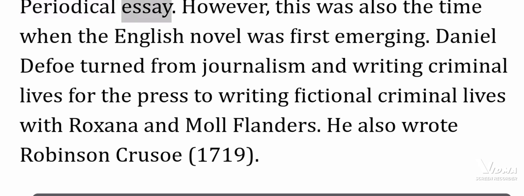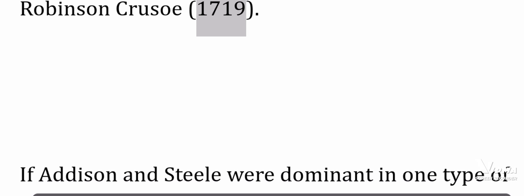Periodical essay. However, this was also the time when the English novel was first emerging. Daniel Defoe turned from journalism and writing criminal lives for the press to writing fictional criminal lives with Roxana and Moll Flanders. He also wrote Robinson Crusoe, 1719.